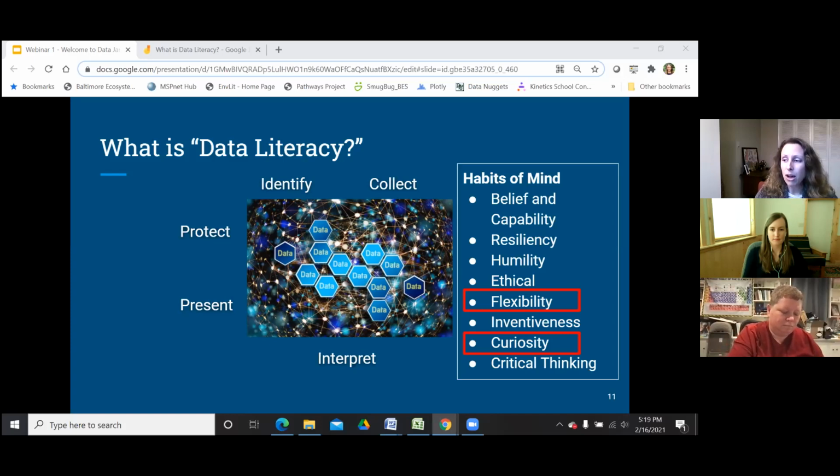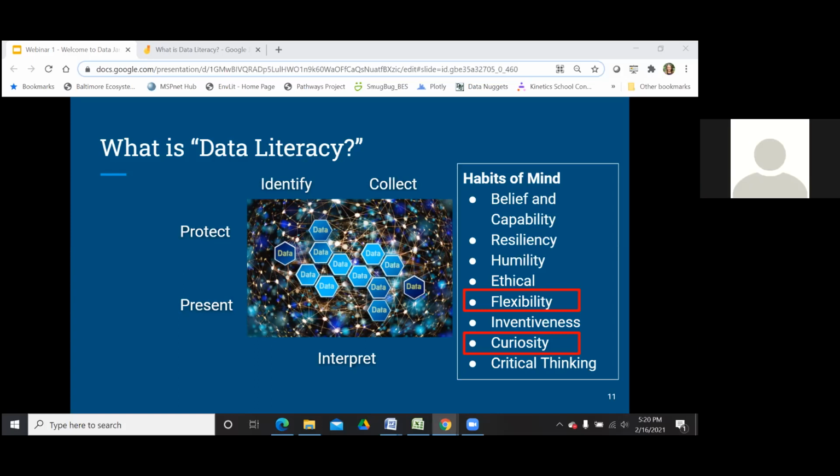And so when we talk about data literacy, what we really mean is students being able to effectively operate in a society that is asking them to interpret big ideas and big numbers, and to be able to think critically about the world around them.